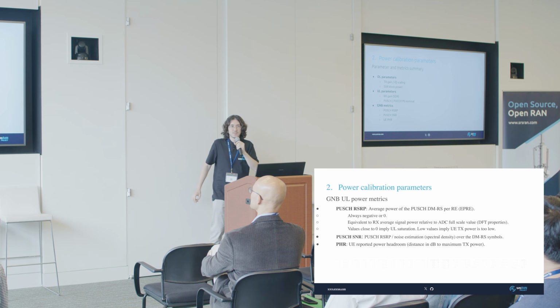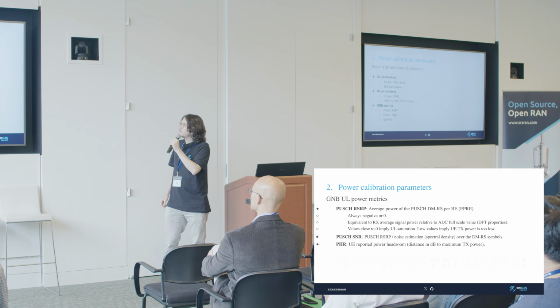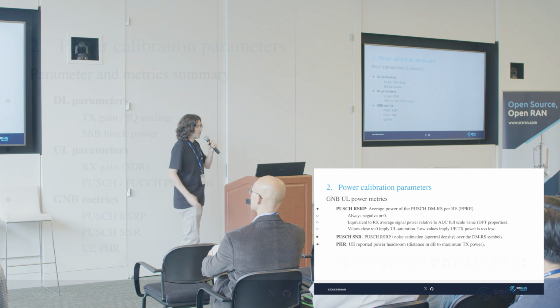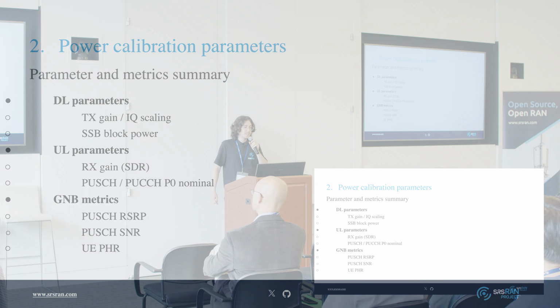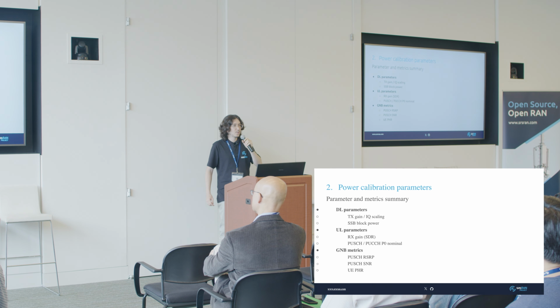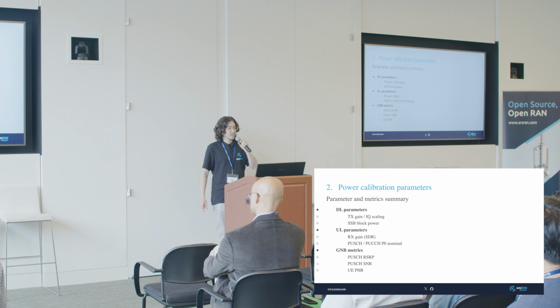Okay, so just a summary. For downlink parameters, we have the transmission gain or IQ scaling, in case you have a commercial RU. We have the SSB block power, which is a parameter that we measure and set. And for uplink, we have the receive gain for SDRs. And then we have the P0 nominal targets for PUSCH and PUCCH. And then in terms of metrics, we have a power metric, which is the srsRP in the uplink, a channel capacity metric, which is the PUSCH SNR, and a power headroom metric coming from the UE.